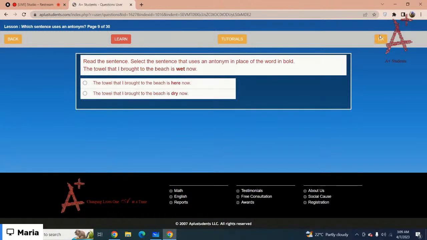Okay, the next one is, the towel that I brought to the beach is wet now. So which is the correct option? The towel that I brought to the beach is wet now, or the towel that I brought to the beach is dry now. So which is the correct option? Yes, that would be very good. Dry. Wet and dry are the antonyms. Got it?